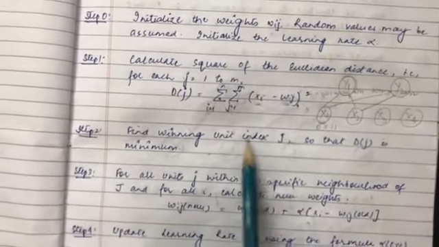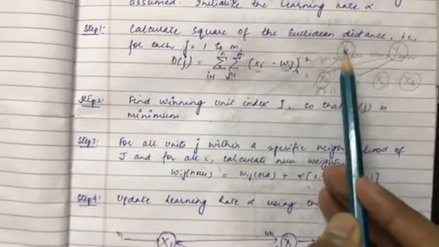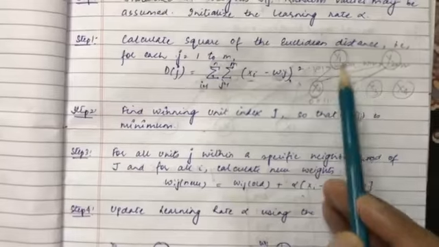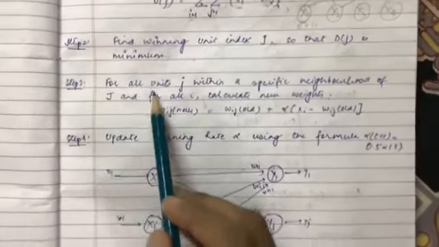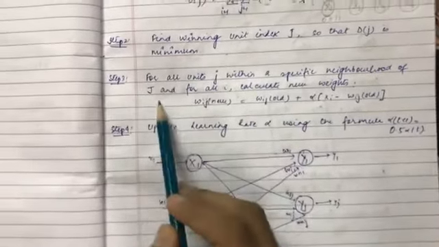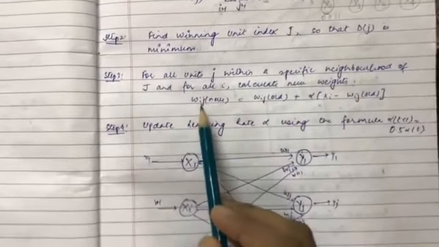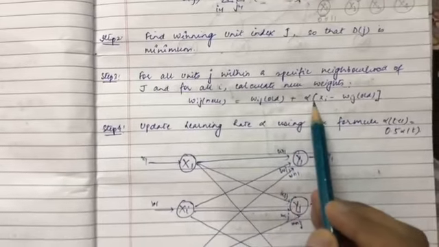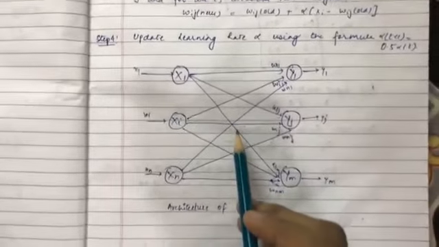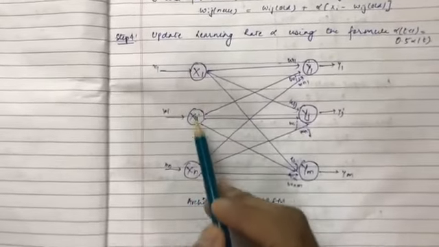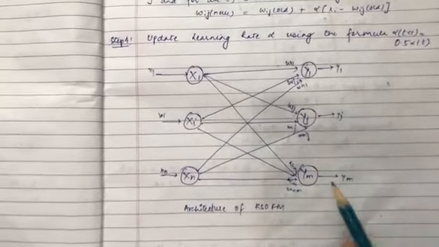Step 2, find the winning unit index j so that dj is minimum. So whichever distance between the clusters is lower, that particular cluster will be called the winning cluster. Step 3 is, for all units j within a specific neighborhood of j and for all i, calculate the new weights, and we'll apply weight updation on the winning cluster by the formula wij new equal to wij old plus alpha times xi minus wij old. This is the architecture model for Kohonen self-organizing map, where x1, xi, xn are the input vectors, and y1, yj, ym are the clusters.